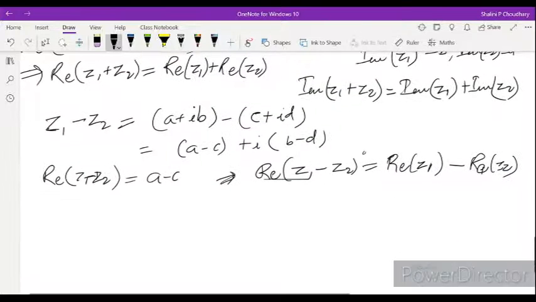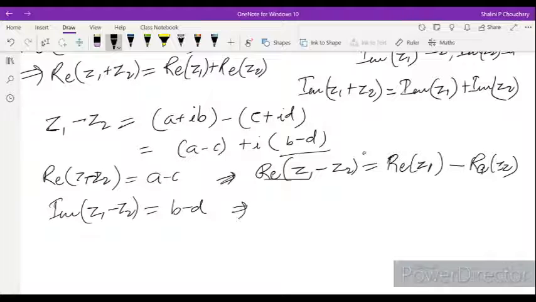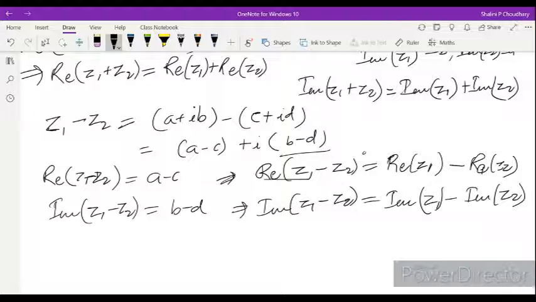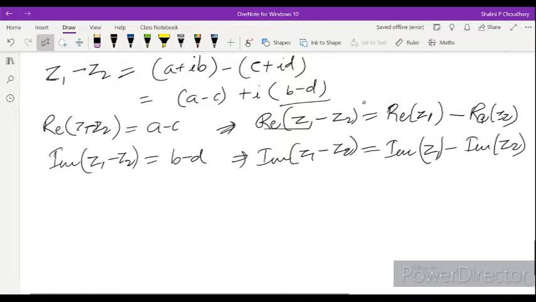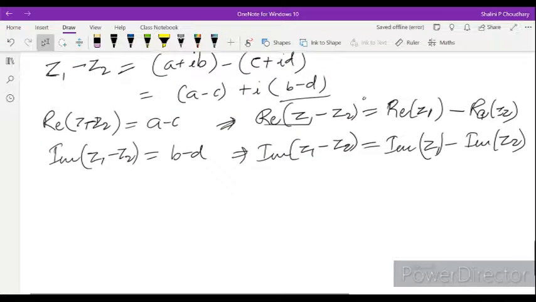Similarly, the imaginary part of z1 - z2 will be equal to b - d. It means the imaginary part of z1 - z2 is equal to the imaginary part of z1 minus the imaginary part of z2. Now, this is all about addition and subtraction. Now we'll see multiplication also.